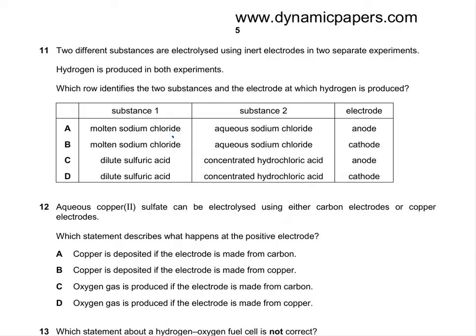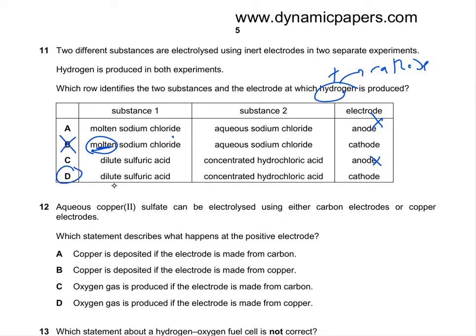Two different substances are electrolyzed using inert electrodes in two separate experiments. Hydrogen is produced in both experiments. Which row identifies the two substances and the electrode at which hydrogen is produced? First of all, hydrogen is positive, so it's produced at the cathode. So the answer is not A and it's not C. B, substance 1 is molten sodium chloride. It does not contain hydrogen ions, so hydrogen won't be produced as it's molten, so B is wrong, so it will be D.